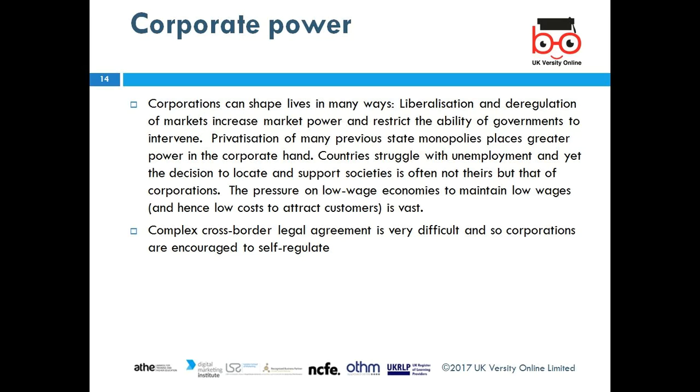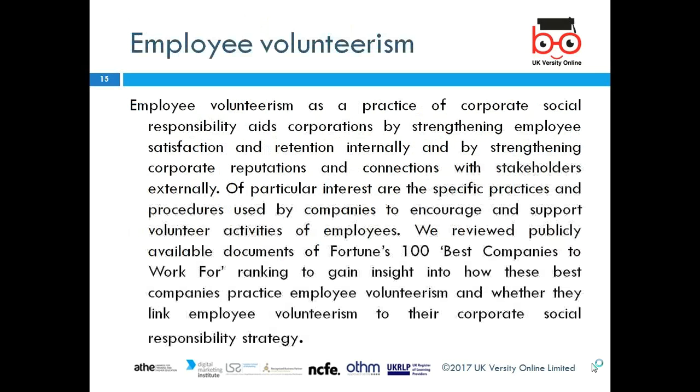Countries struggle with unemployment, yet the decision to locate and support society to reduce it faces pressure on lower-wage economies to maintain low wages and hence attract customers. Complex cross-border legal agreement is very difficult. So corporations are encouraged to self-regulate. They can regulate themselves. So that's the huge discussion on volunteerism.